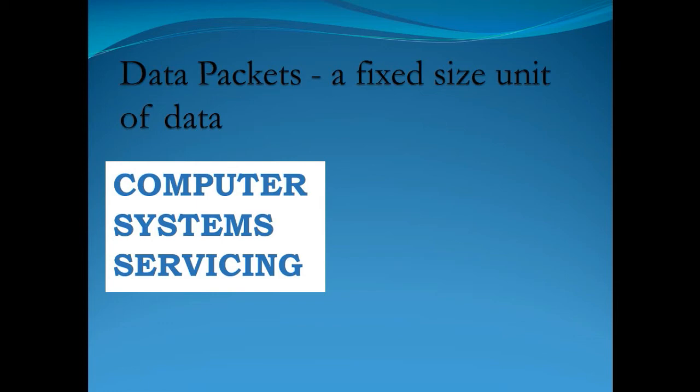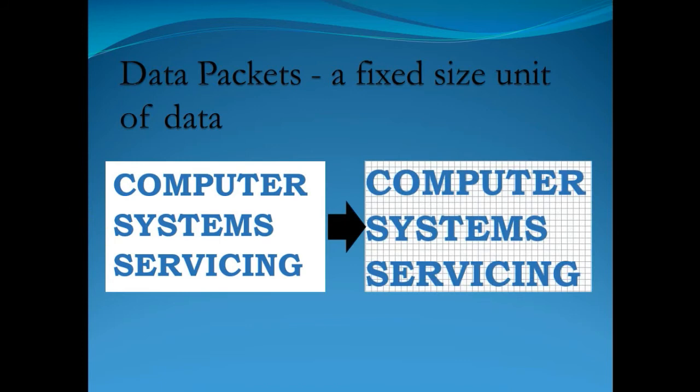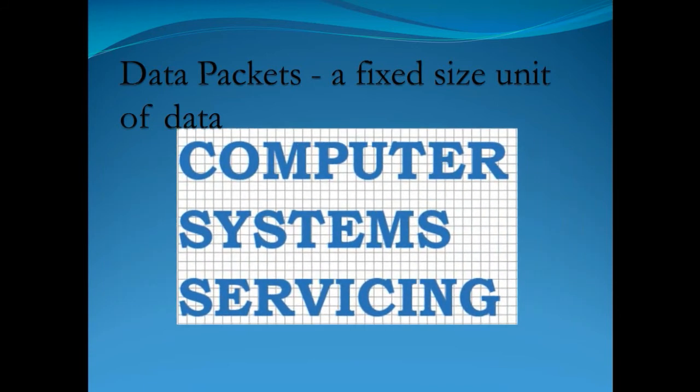Now, a packet can be simply defined as a fixed size unit of data. So when you send information over the internet, it is divided into small chunks called packets. Now, we have an image here of an example. So say, for example, you'll be sending an image of this over the network.